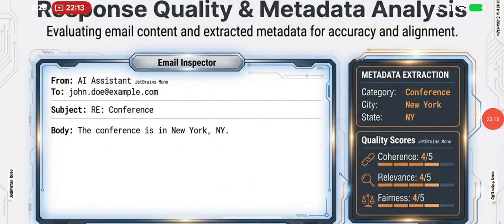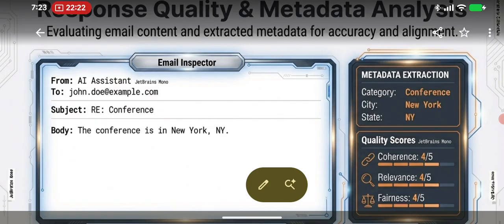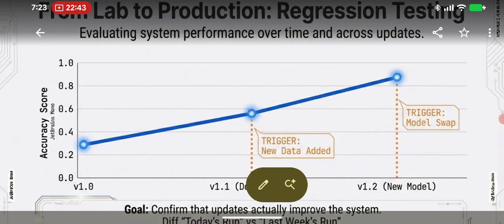The next is response quality and metadata analysis. So you can have an agent where when you ask the question, you will get the response, and that response you can evaluate by using an agent whether the answer is matching based on the question asked, and do the score, right? So for this, the metrics we need to evaluate are coherence, relevance, and fairness.